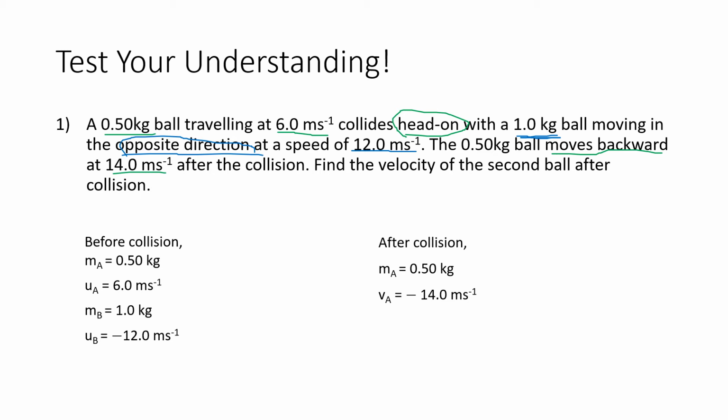Find the velocity of the second ball after collision. So this one is the final velocity of ball B. We put in the mass of ball B, 1 kilogram, and we want to find this one.